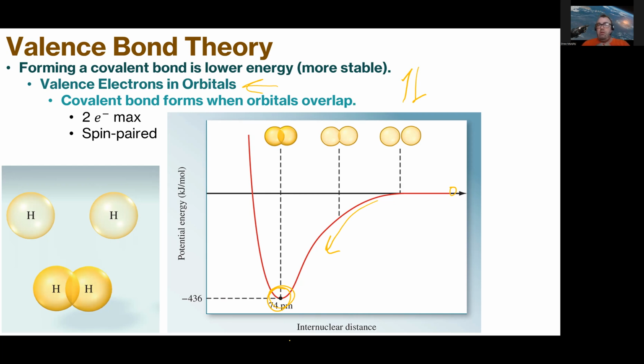At some point here, they're at an ideal distance where the electrons are equally shared, the nuclei are happy, and everybody's okay. All right. If you keep trying to shove those orbitals together, then the nuclei start realizing that the nucleus is there and they start repelling each other. And this is a horrible situation, and the energy flares up.